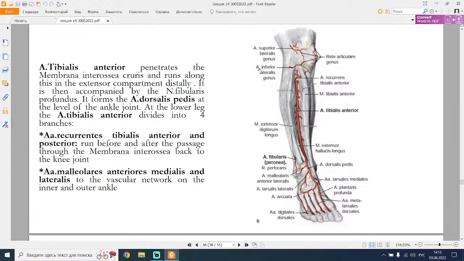Arteria tibialis anterior. It penetrates the membrana interossea cruris and runs along in the extensor compartment distally. It is accompanied by the nervus fibularis profundus. It forms the arteria dorsalis pedis at the level of the ankle joint.